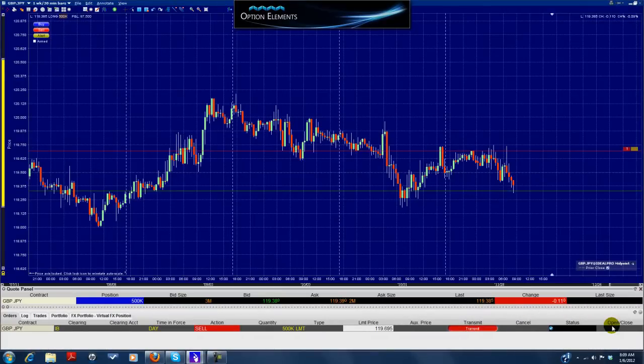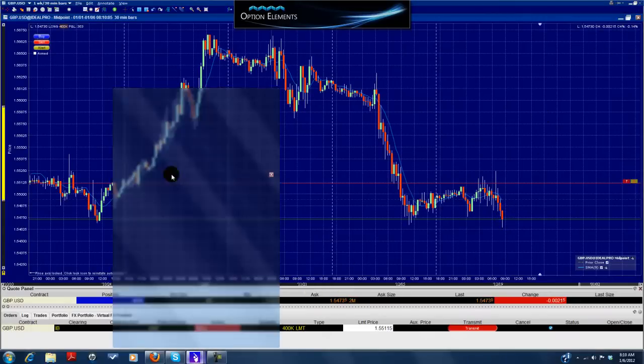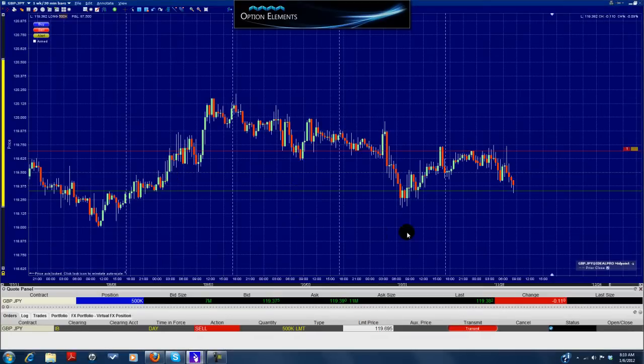Okay, while I was up getting some coffee, we got filled on our buying some British pound and some Japanese yen. Actually, I keep saying that, this is the pound yen pair. This is the pound dollar. So we're long 400 right here on the green line. Now you can see where our candle is on the pound dollar, and then on our pound yen. We're long from here.